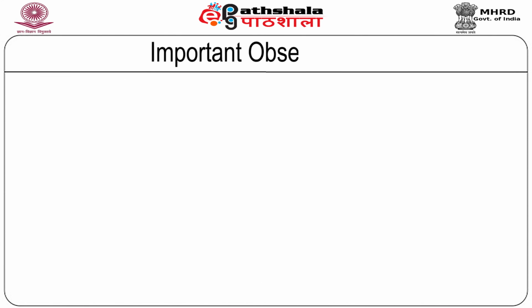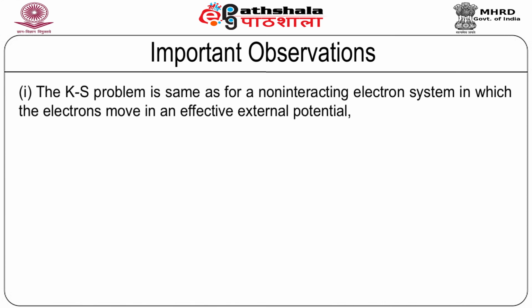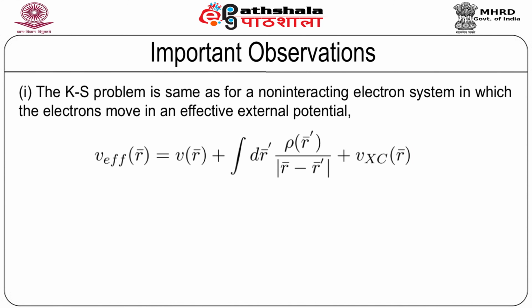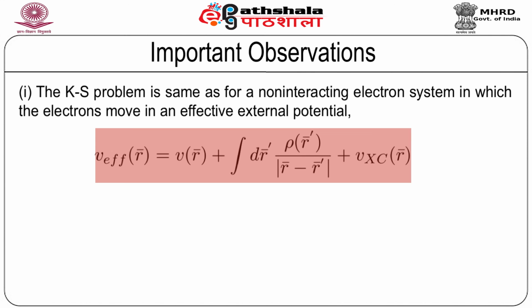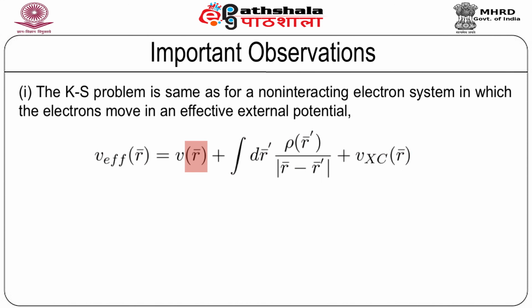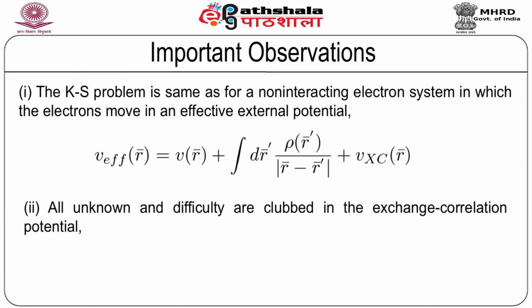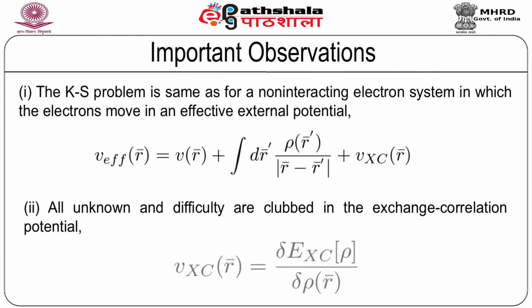There are a few important observations to be made. Firstly, the Kohn-Sham problem is the same as for a non-interacting electron system, in which the electron moves in an effective external potential, which is now a contribution from three terms: the contribution of the potential of the ion, the Coulombic part, and the exchange correlation part. As you can see and probably have realized, all the unknowns and difficulty are clubbed in the last term, that's the exchange correlation potential, which is given by the variation of this exchange correlation energy with respect to the density.